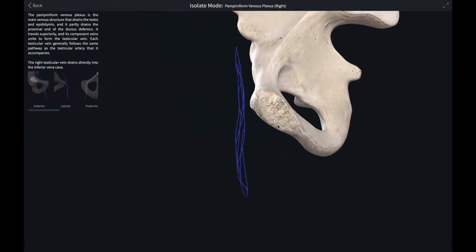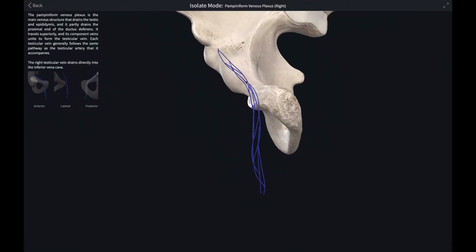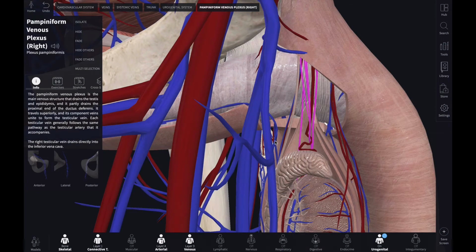This multiple number of veins is called the pampiniform plexus. Finally they form the testicular vein. And the cremasteric muscle around are collectively called the spermatic cord. All these structures are collectively called the spermatic cord, and there is a rich amount of lymphatic circulation around the testis.